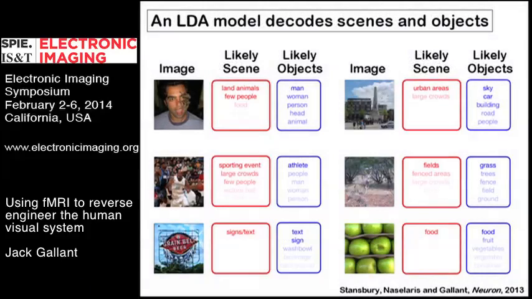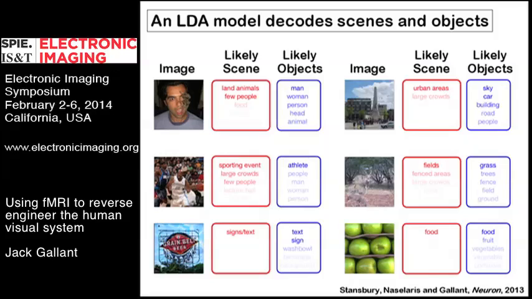Here's the LDA, the latent Dirichlet allocation model that I showed you earlier. This used static images rather than movies. So here's a guy with a tarantula on his face. This was not used to fit the model, right? We're doing full cross-validation here, so the model never saw this guy. But it recovers the likely scene.